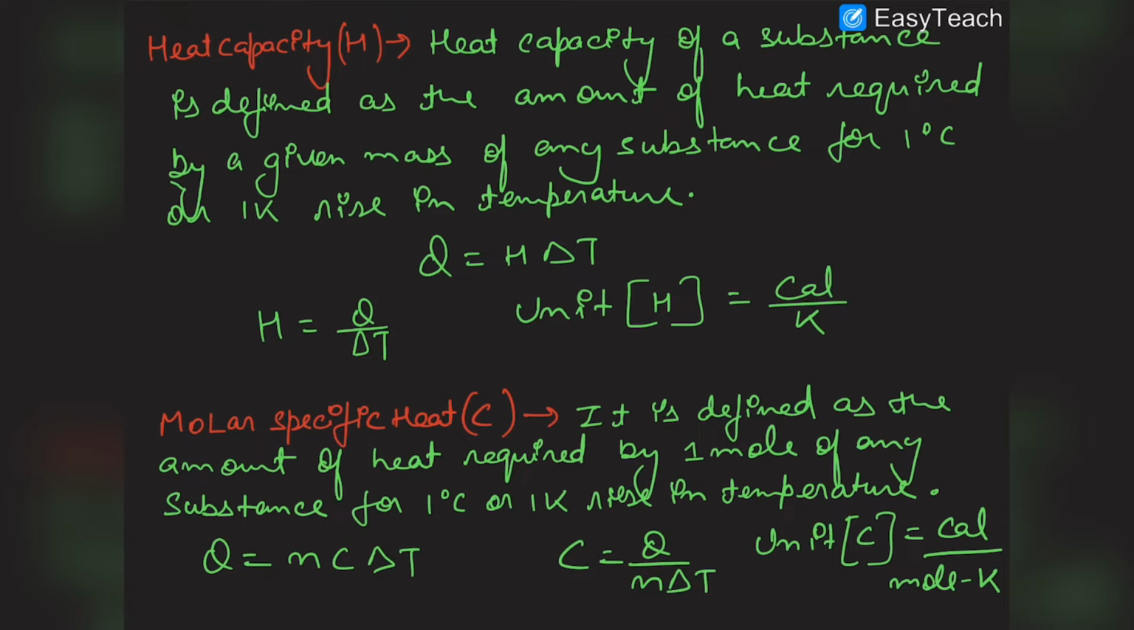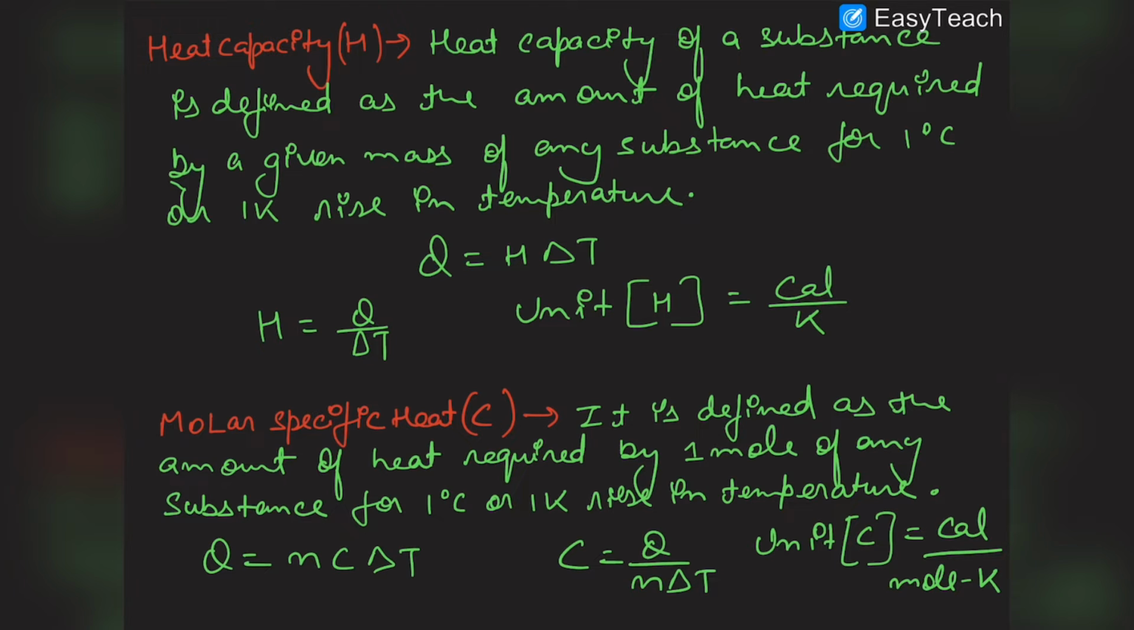So it is very evident that specific heat is only dependent on the material. For example, the specific heat of 1 gram of copper and the specific heat of, in fact, 10 grams of copper would be the same.